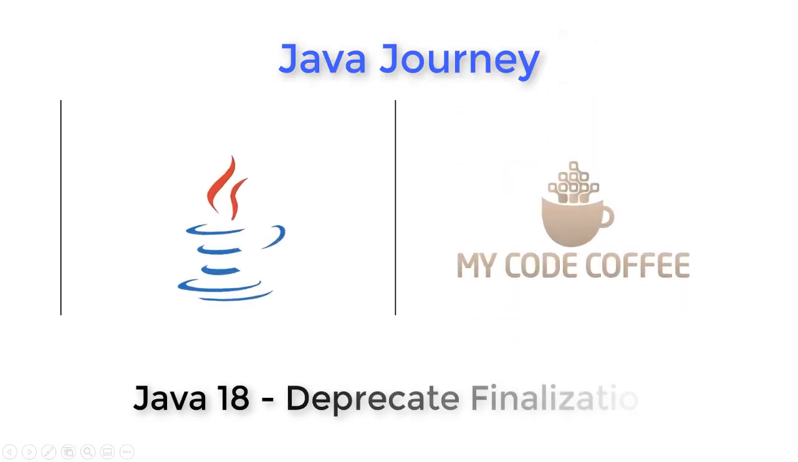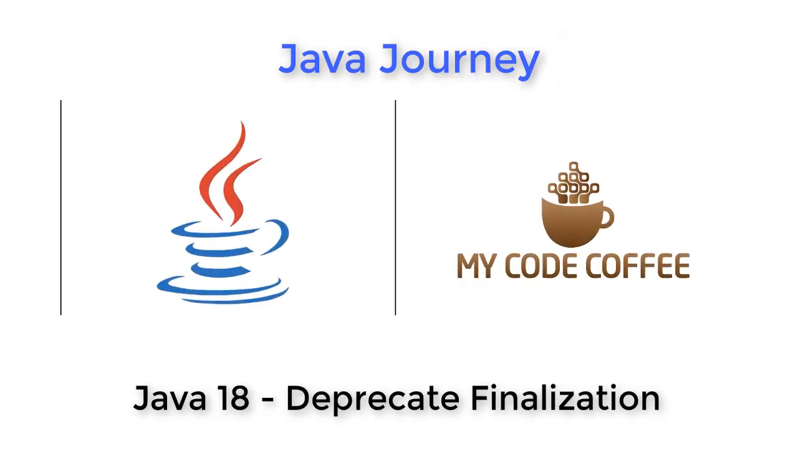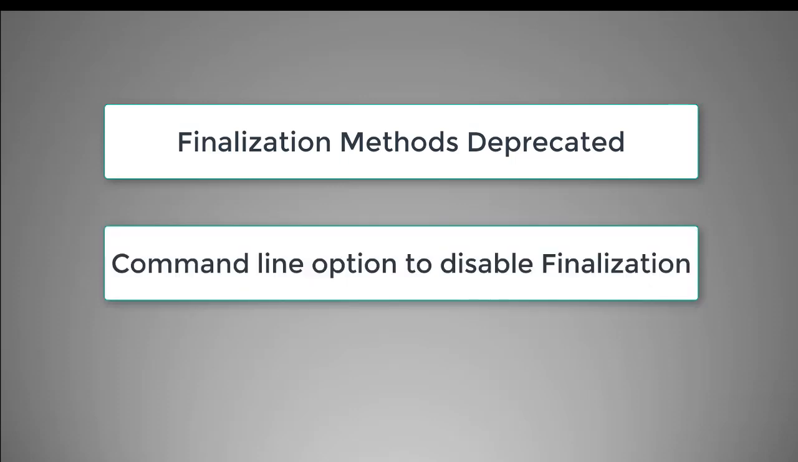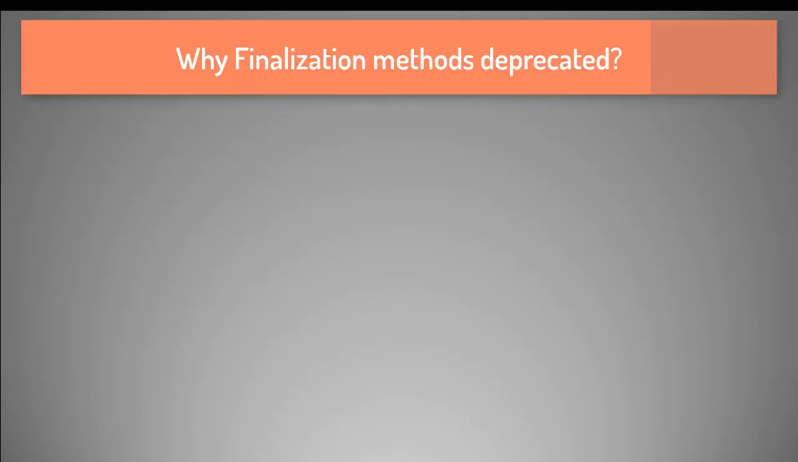Now let us discuss the next interesting change in Java 18, and that is the deprecation of finalization. Java 18 has deprecated finalizer methods, so they will be removed in future releases. Not only that, Java 18 also provides a command line option to disable finalization, because by default, even in JDK 18, it is enabled. So if you launch a JVM with this option, it will not run any finalizers. But the question is, why has Java 18 deprecated finalizers? Why do we want to get rid of finalizers?